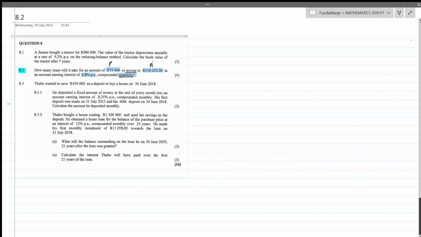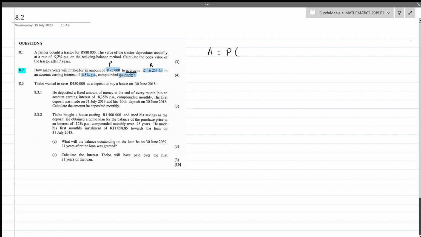8.2 says, how many years will it take for an amount of 75,000 to accrue to 116,253 in an account earning interest of 6.8% per annum compounded quarterly? So here, as I've highlighted, quarterly is a differentiator from our previous question. Now, previous question we were on a reducing balance, and here we are on an increasing balance.